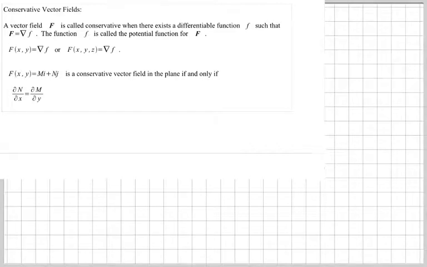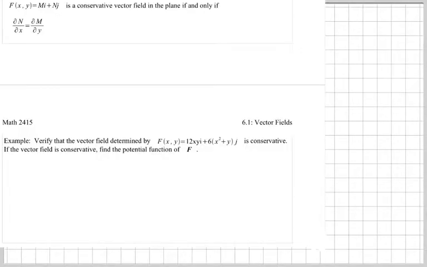So let's look at an example of that. Okay, so example, we're going to verify that the vector field determined by F of x, y equals 12xy i plus 6 times (x squared plus y) j is conservative. If the vector field is conservative, go ahead and find the potential function f.